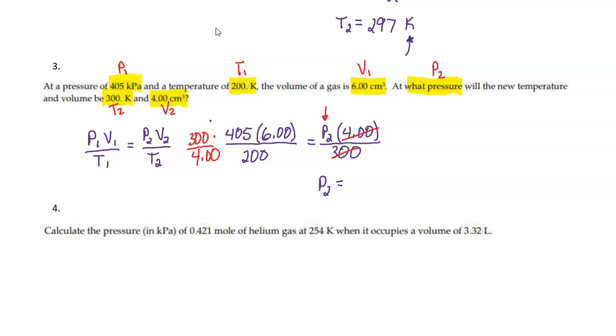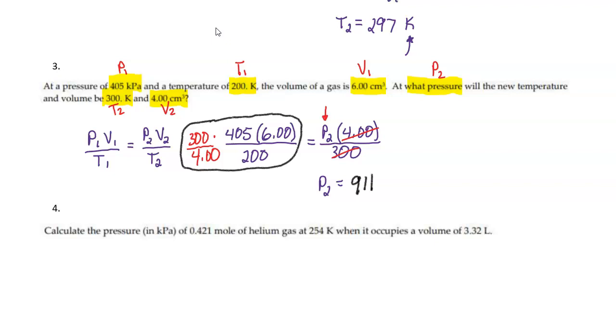On the calculator, this is what you're typing in. Everything on the top, you times them. The two numbers that are under the lines, you divide by both of them. The result is 911.